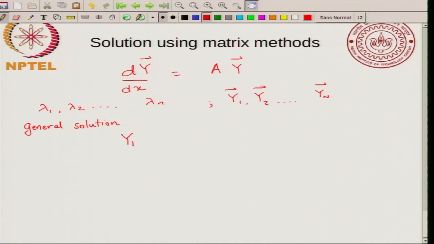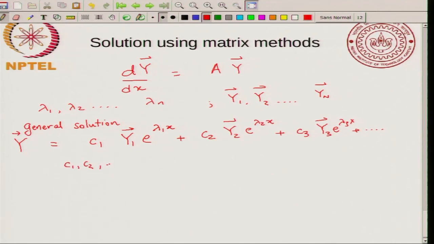So each term will look like y1 e to the lambda 1 x times c1 plus c2 times y2 e to the lambda 2 x plus c3 times y3 e to the lambda 3 x and so on. So for the general solution, I will just write y is equal to this, where C1, C2 up to Cn are arbitrary constants, to be determined from boundary conditions.